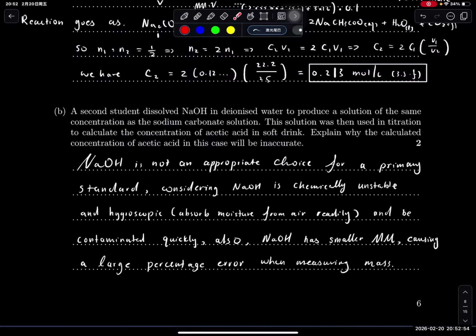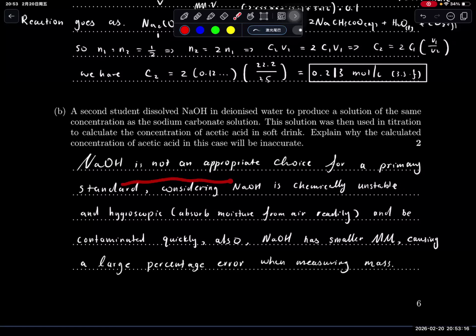Question B. So a student dissolved this much in deionized water, explain why. Okay, so sodium hydroxide is not a good ingredient for a primary standard. I just sort of explained that because it will get contaminated and yield an inaccurate result. So for sodium hydroxide, remember the 4 points in the booklet? So I should talk about that.